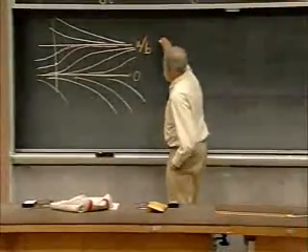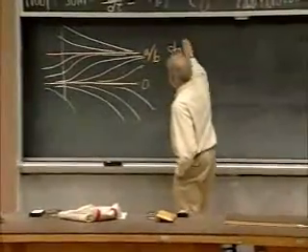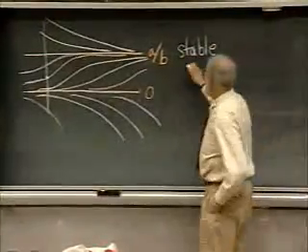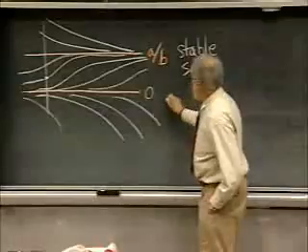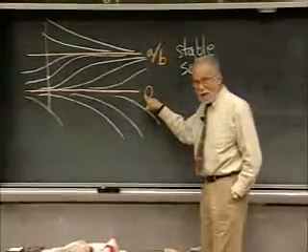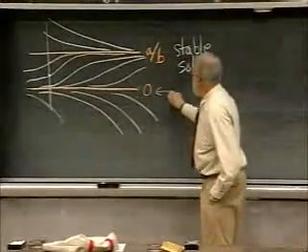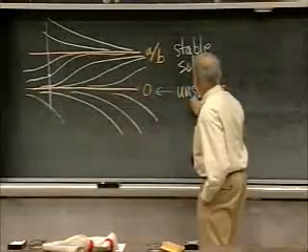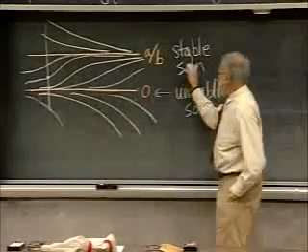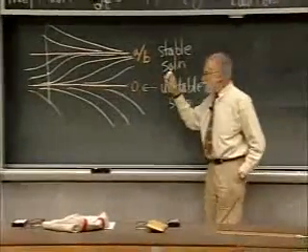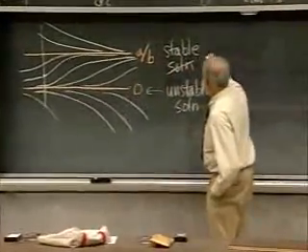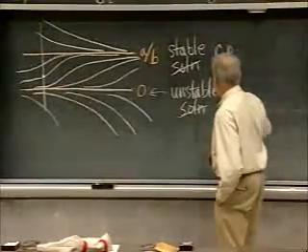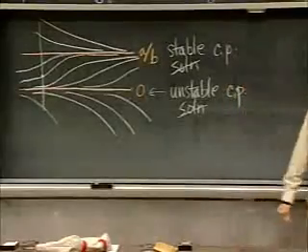This is called a stable solution because everybody tries to get closer and closer to it. 0 is also a constant solution, but this is an unstable solution. And now, usually, solution is too general a word. I think it's better to call it a stable critical point and an unstable critical point. But of course, it also corresponds to a solution.